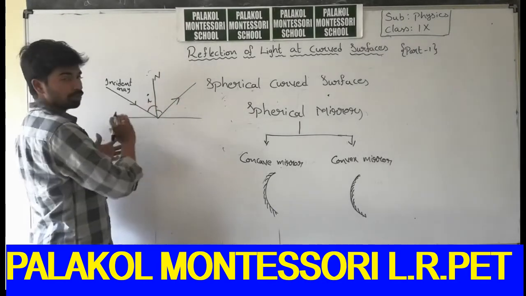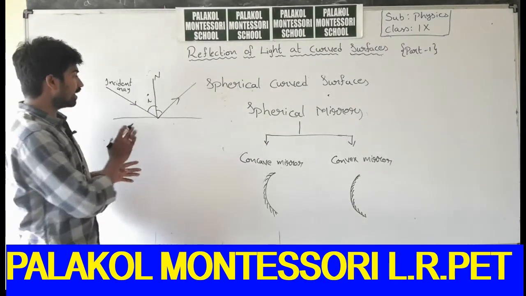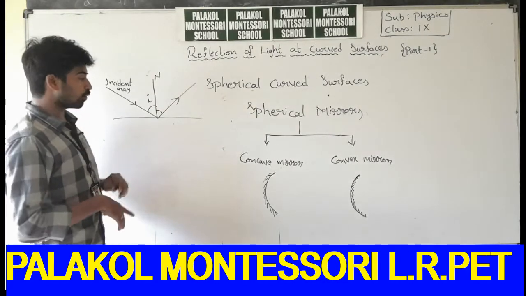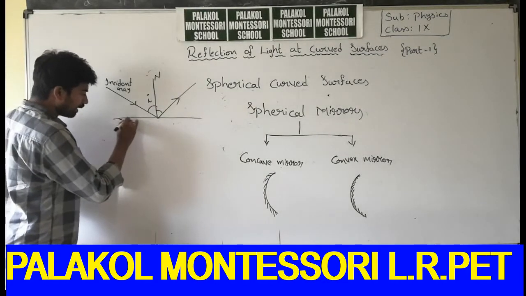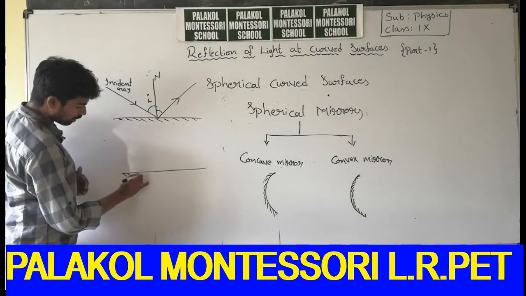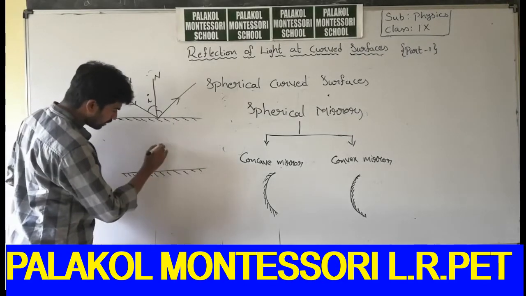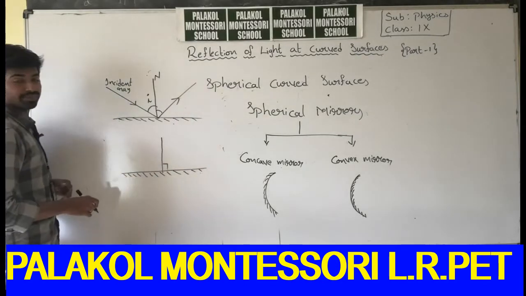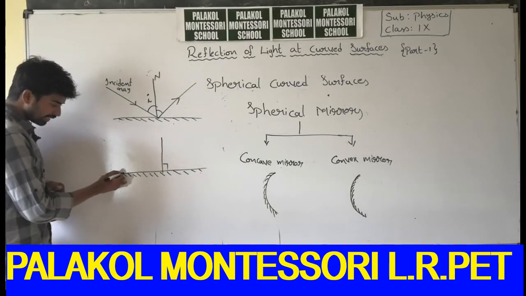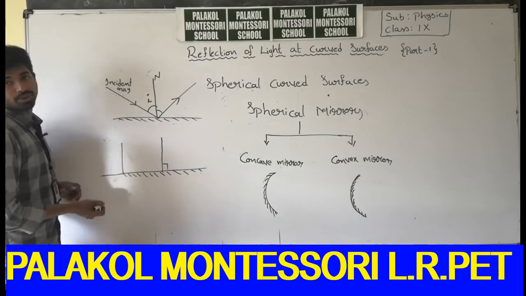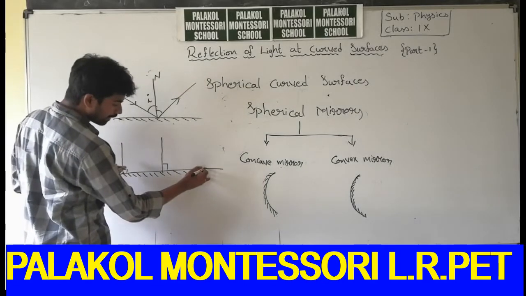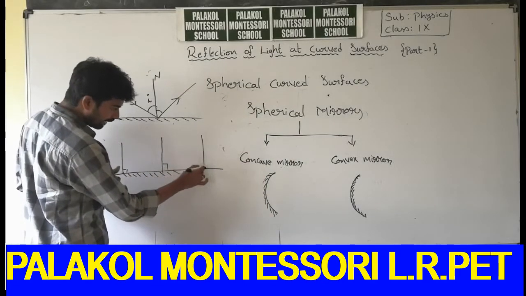So, in order to draw the diagrams and know the reflected light ray, initially you must know about the normal line. For a plane surface, what is the normal line? The line which is drawn perpendicular is the normal line. This is the normal at this point. If you want to draw the normal at this point, draw a line perpendicular at this point. If you want to draw a normal line at another point, draw a line perpendicularly.